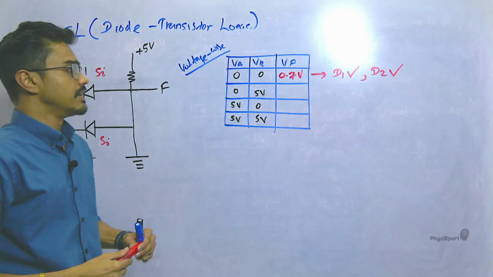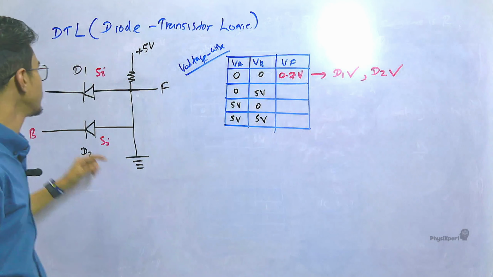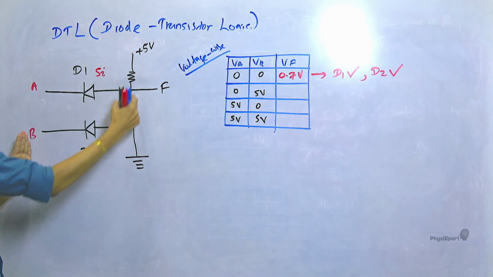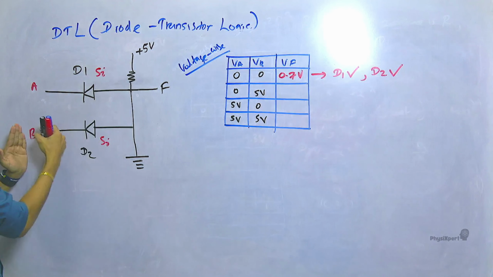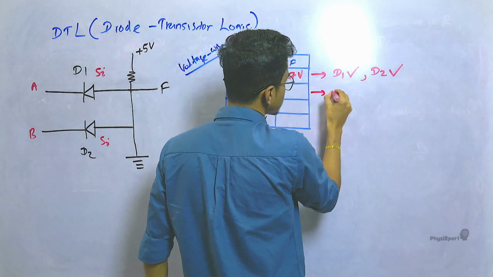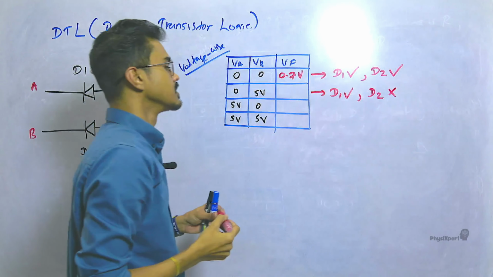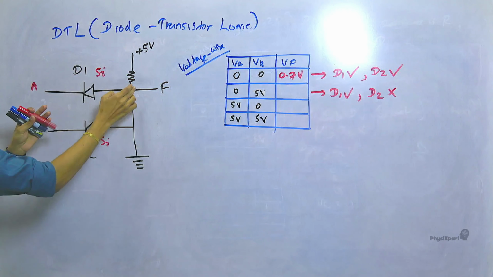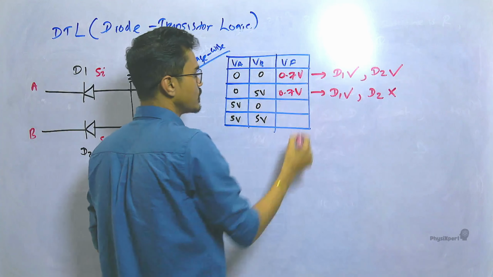Now, when VB is 5, for 0, I have already argued, no? When VB is 5, VB is here, 5 and 5 means no potential difference across this part of the circuit. Then, in that case, D2 is not forward biased, but D1 is. Since D1 is forward biased, there is a potential difference of 0.7 across D1. Again, VF becomes 0.7.